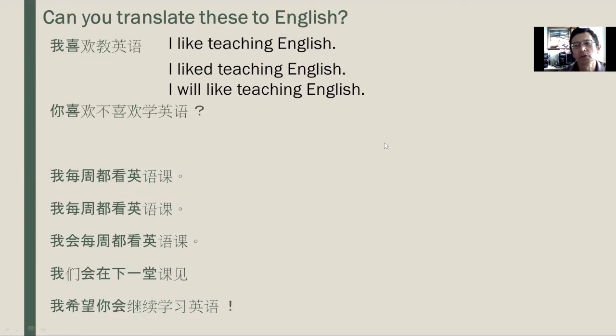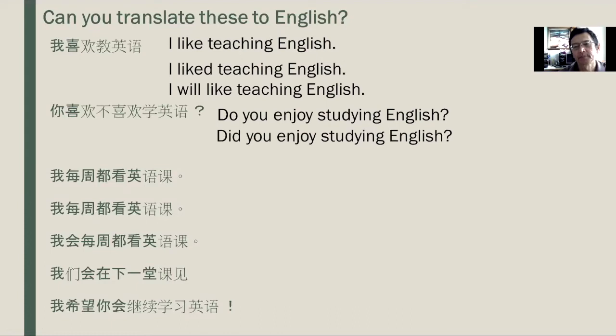What is the present tense? Do you enjoy studying English? How would you say this in the past tense in English? Did you enjoy studying English? What about the future tense? Will you enjoy studying English? What about this next sentence?